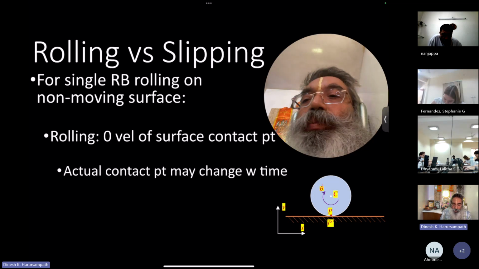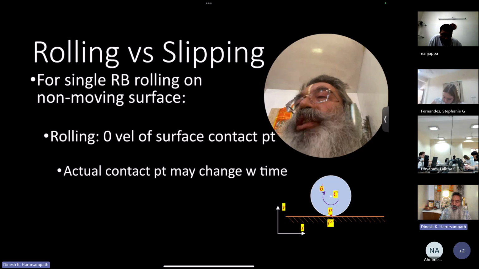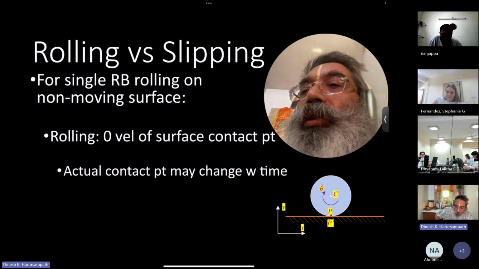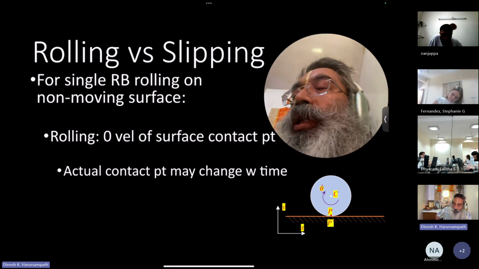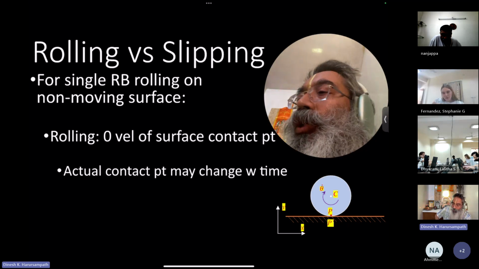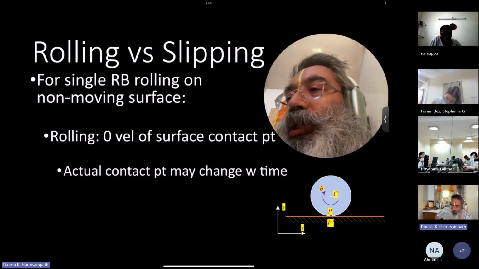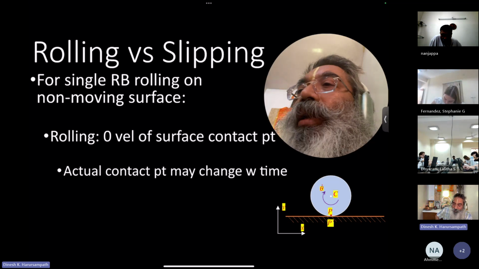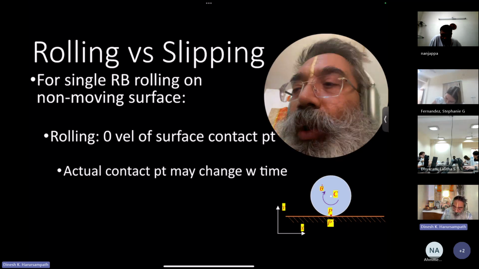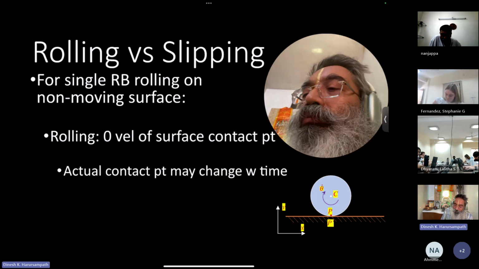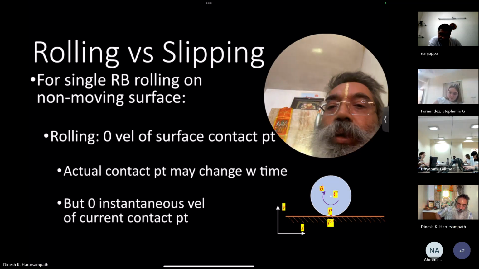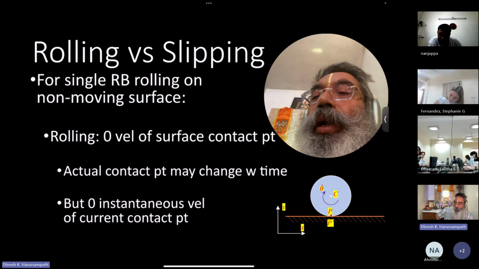The actual contact point, though, can be changing with time. It is this which causes the confusion, like what Lalita was alluding to. As long as we are aware that P is not fixed on the ball or the cylinder, we can see what we are actually talking about. It's a different point on the cylinder which we will be tracking at a different instant in time. So the actual contact point changes with time, both on the ball as well as on the surface, as long as you're having rolling.